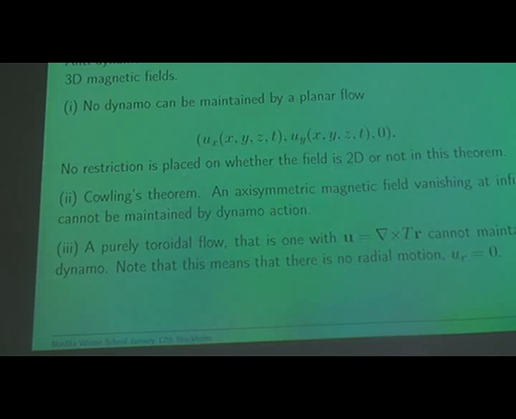So what I'm going to be talking about here is not mean field theory. I'm talking about actually trying to solve the full equations numerically from first principles. Similarly, another simplification, a purely toroidal flow, might be put in with the hope that it would produce a dynamo, but unfortunately that can't work either. So dynamos have to have radial motion.